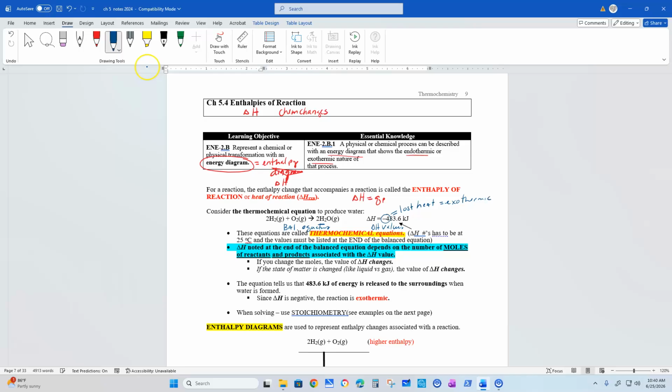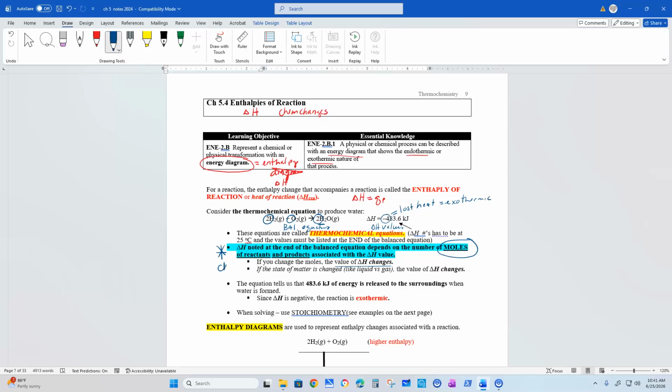Next, very key, very important, make sure you listen. This value depends on the balanced equation. It depends on the moles of the reactants and products. So as long as you have these moles, this value is still negative 483. So what happens if you change the moles? That means the value of delta H is going to change.